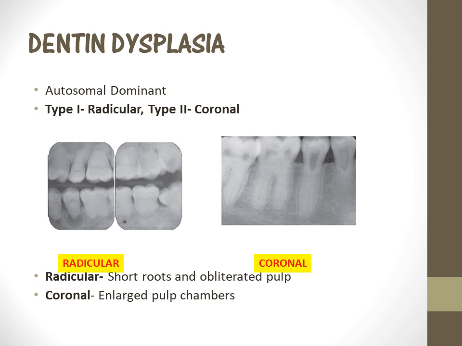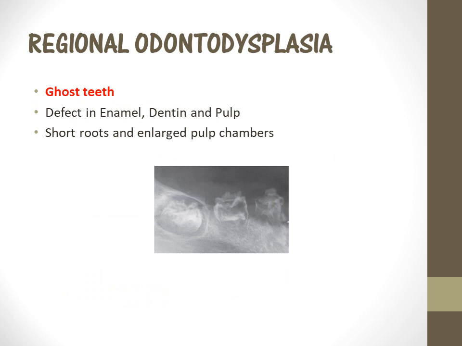You don't get to see the pulp chambers. Whereas when you compare the crown type, the pulp chambers are enlarged and they have a thistle tube shaped appearance. Okay, so this is another important MCQ between the radicular and coronal. Radicular has short roots and pulp is obliterated, but coronal has enlarged pulp and the pulp chamber is called a thistle tube shaped chamber. Regional odontodysplasia is when there is a defect in all three structures: dentin, enamel, and pulp.